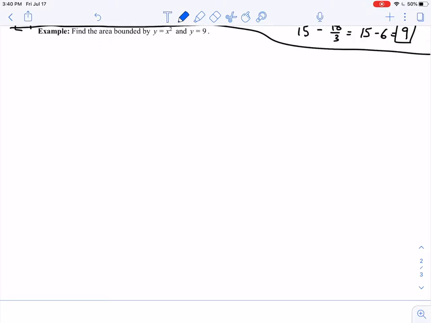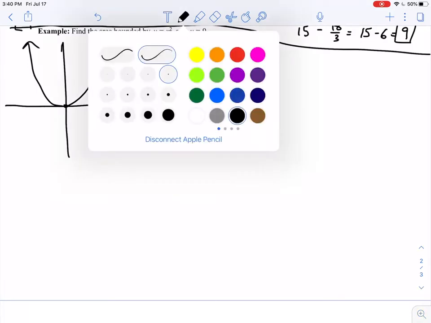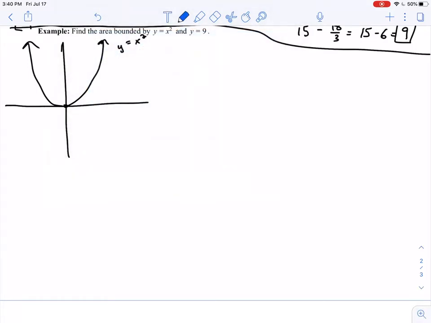So let's see, I should have y equals x squared. That's a parabola that opens upward. It looks something like this, horizontal tangent line. Here's y equals x squared. And then you have y equals 9. That's a constant function at 9. I don't want to be too specific about details. I just want a general idea of what these look like.